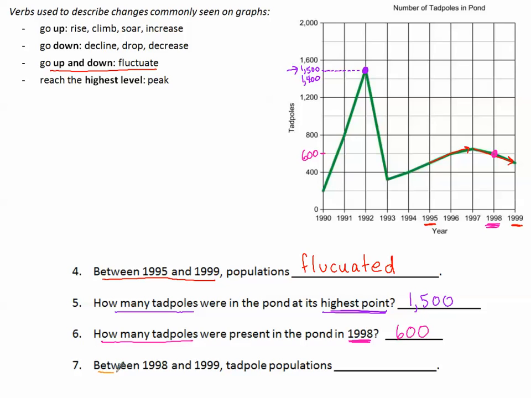And finally, between 1998 and 1999, tadpole populations, 98 to 99, I see that they're going down, so I might say decreased. Other good words for decreased, decline, drop, although drop is more of a sharp decrease.